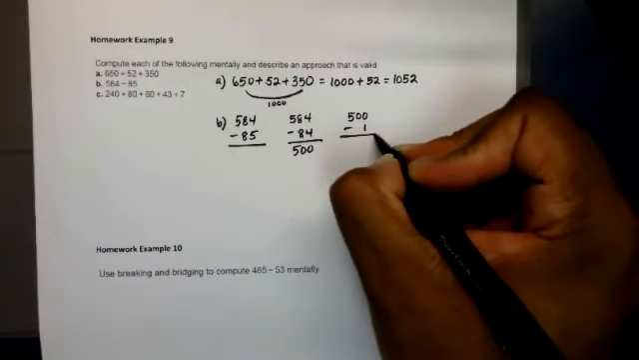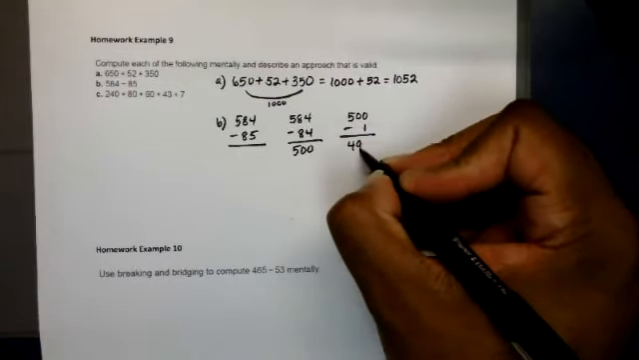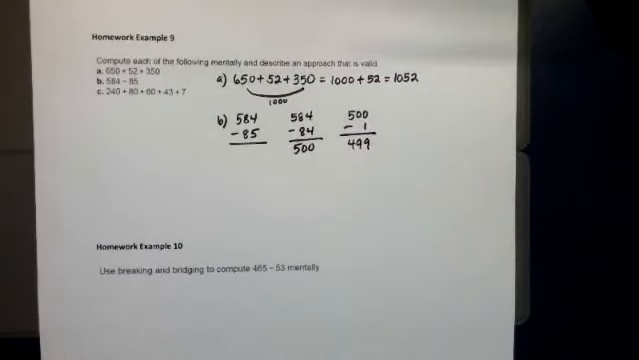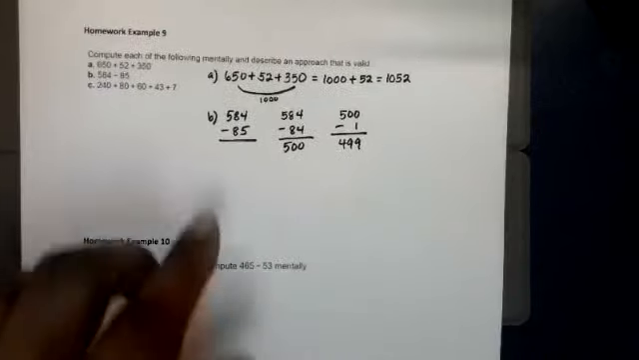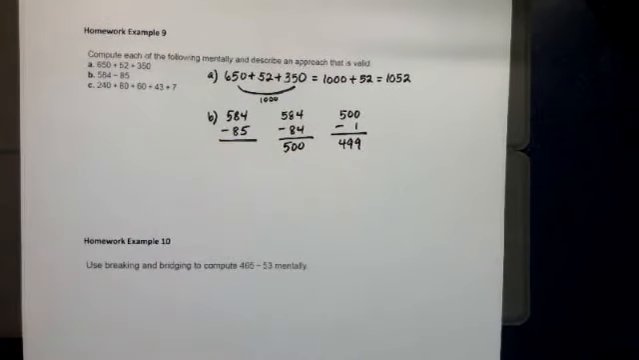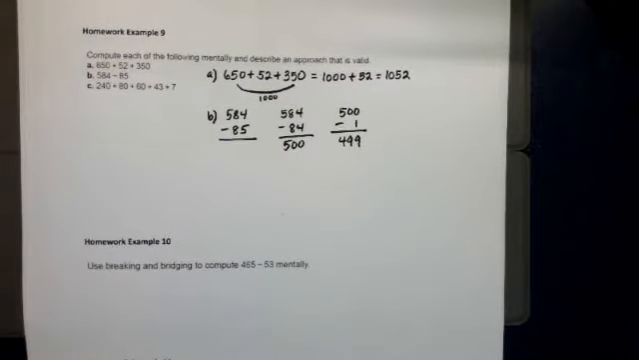So 500 minus 1 would be 499. One less than 500 would be 499, and that would be the final answer there. So we can break 85 up as 84 and 1, and then subtract 84 from 584, which is 500, and subtract 1 from that to get 499. Okay, that's part B.